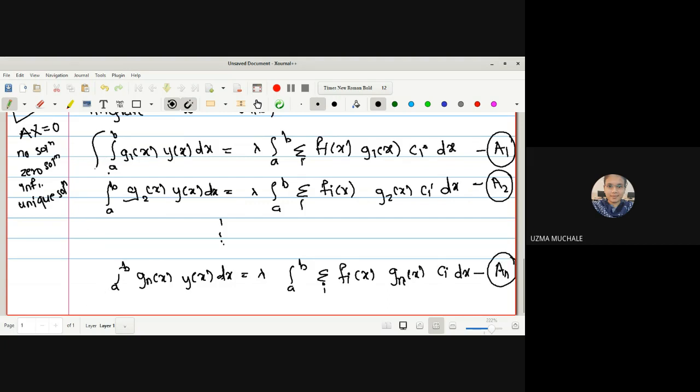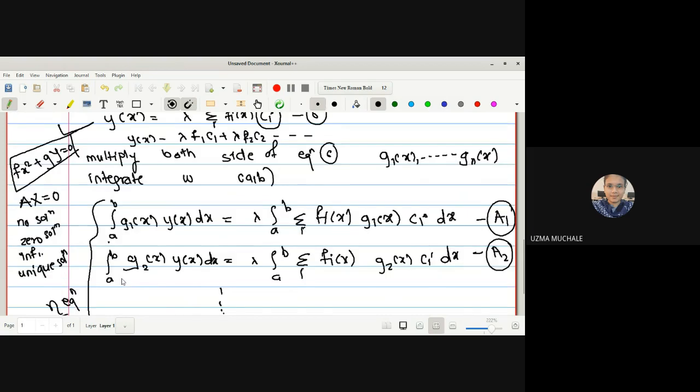Now we want to solve these a1 up to so on an. That is, we will solve now n equations in n unknowns. It is easy to solve n equations in n unknowns. So after solving these equations, we'll get the values of those constant terms, right? Now we are going to use our equation number fifth. What is equation fifth?